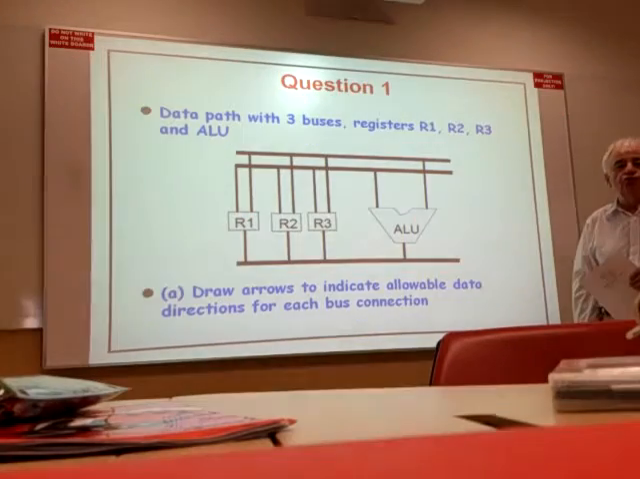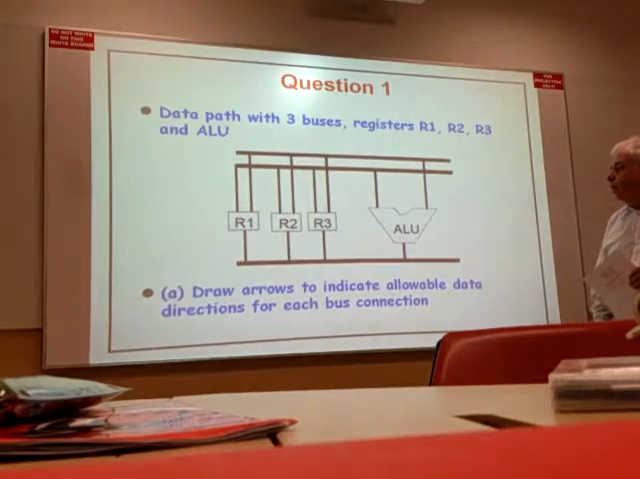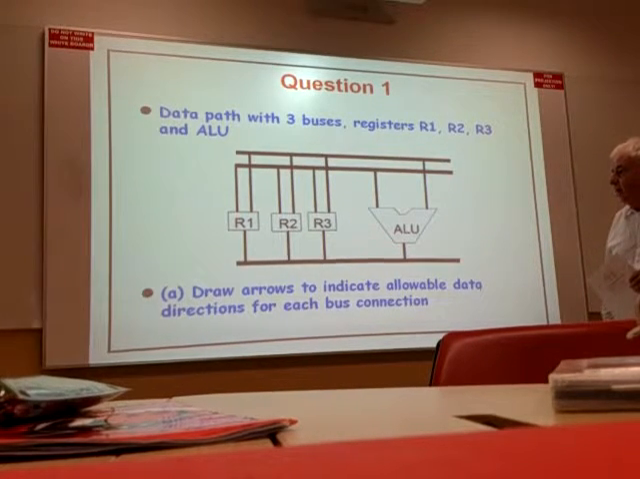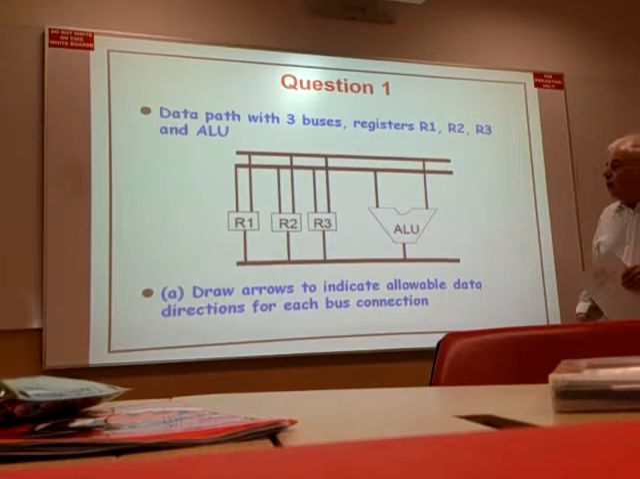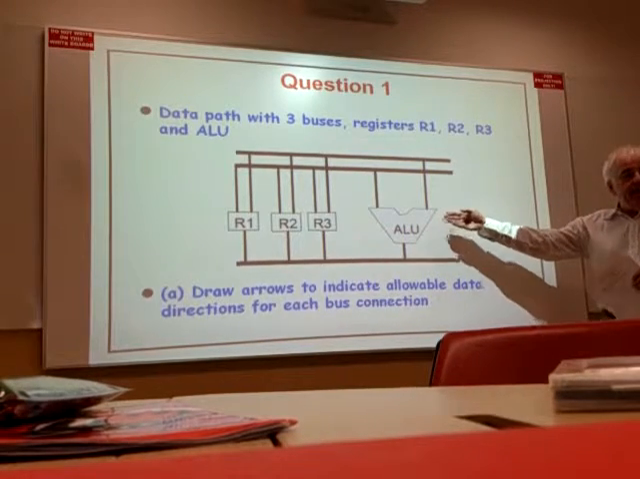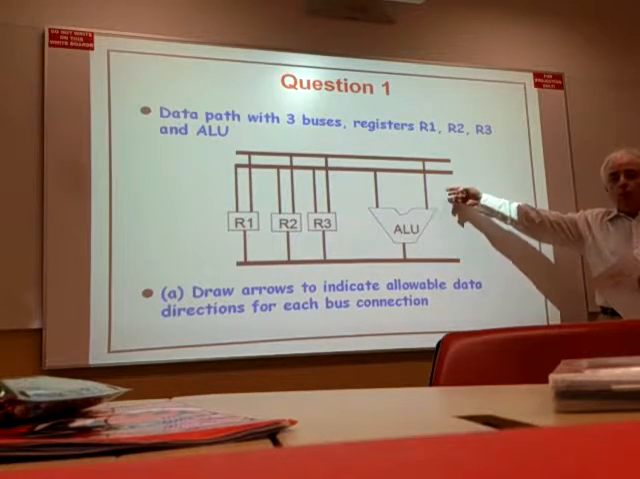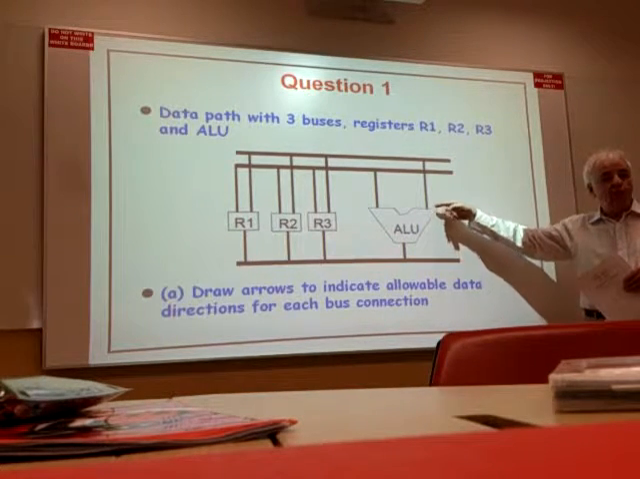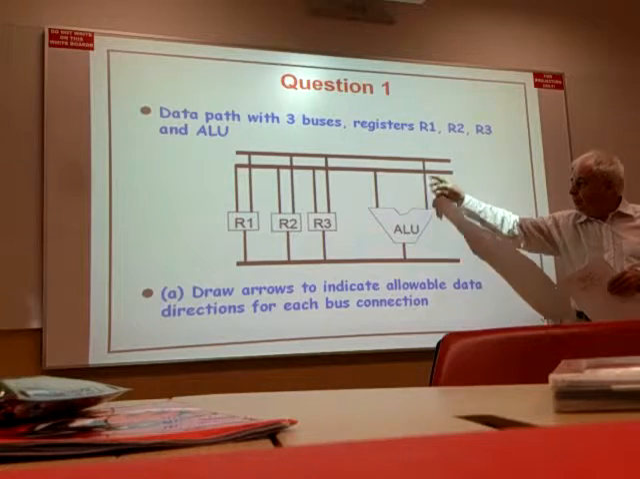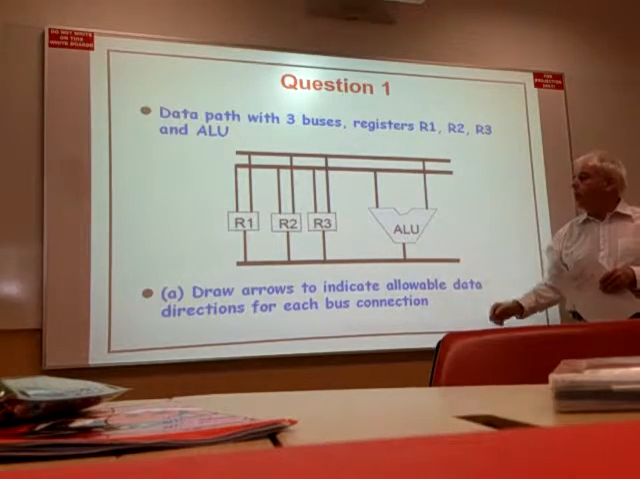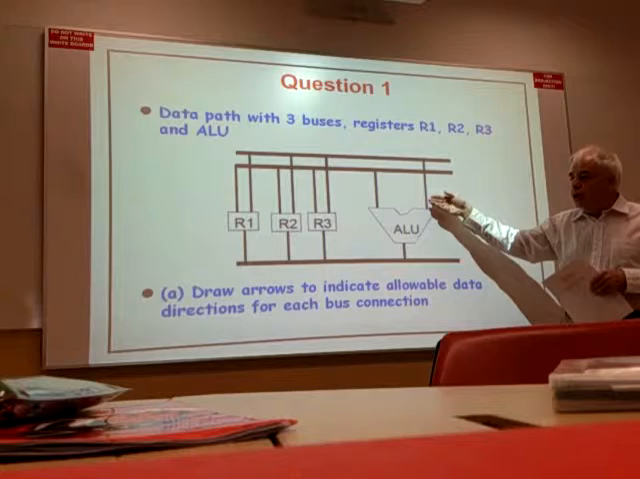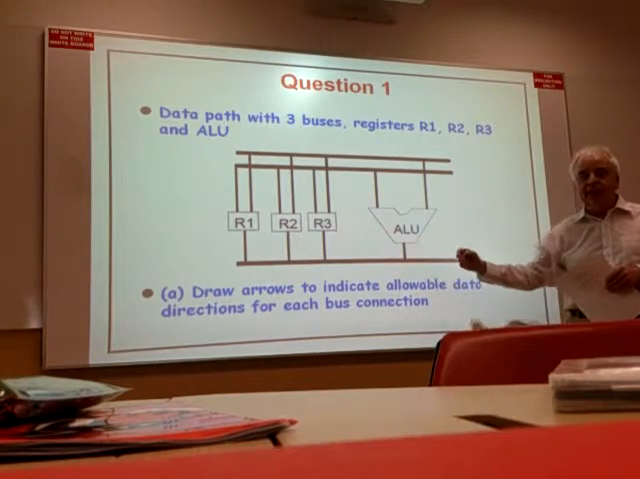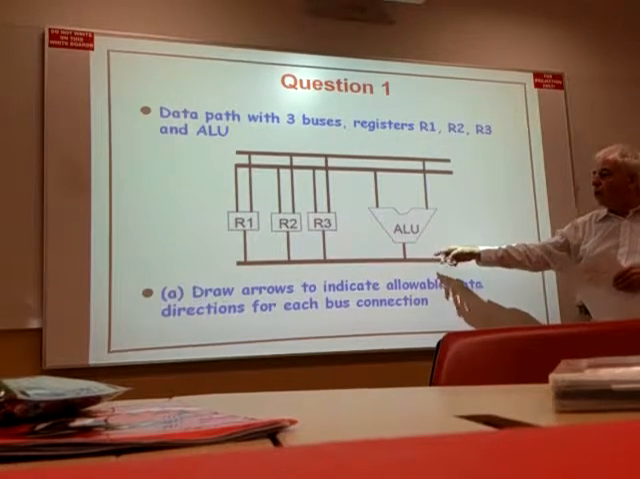So it asks us to draw some arrows on this diagram showing the direction of the data flow for each of the connections. So for the ALU, let's start off with the ALU. What will be the direction of these data paths here? These paths are going to be downwards because the ALU will take 2 inputs and give an output. So these must be the inputs, this must be the output. So those data paths are downwards.